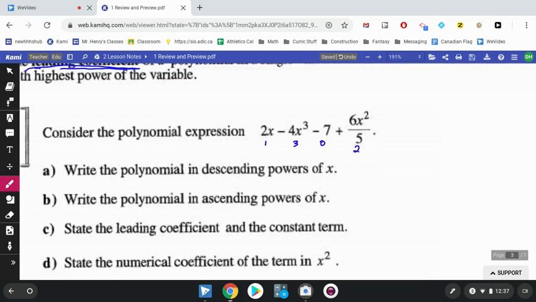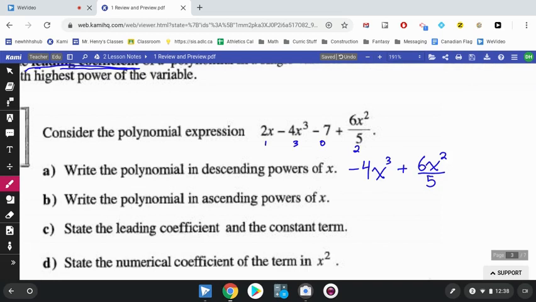So I'm going to write this in the proper order with the highest degree term first. And I need to remember that the coefficient will come with it. So my highest one is degree 3. And that was subtract 4x cubed. So the way I'd state that is with the negative 4x cubed. My next term was plus 6x squared over 5, so positive plus 6x squared over 5.